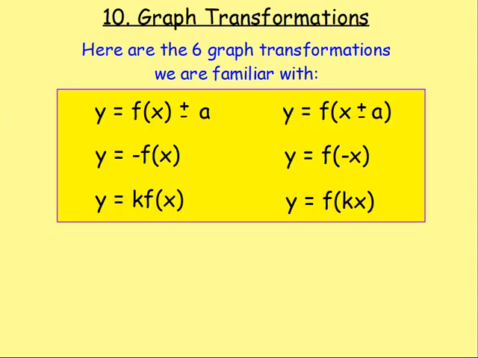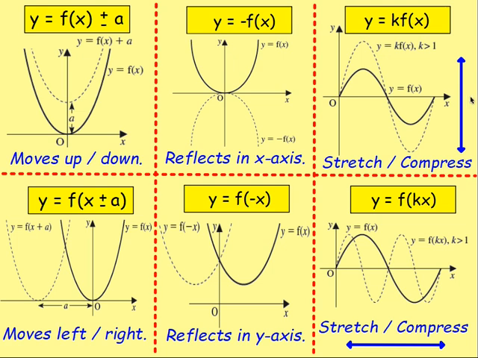The last part with functions from Higher was the graph transformations, Olivia's favourite. With the graph transformations, there are 6. We have y equals f of x plus or minus a, y equals f of (x plus or minus a) in brackets, y equals negative f of x, y equals f of negative x, y equals k f of x, and y equals f of k x. A quick summary of them all.